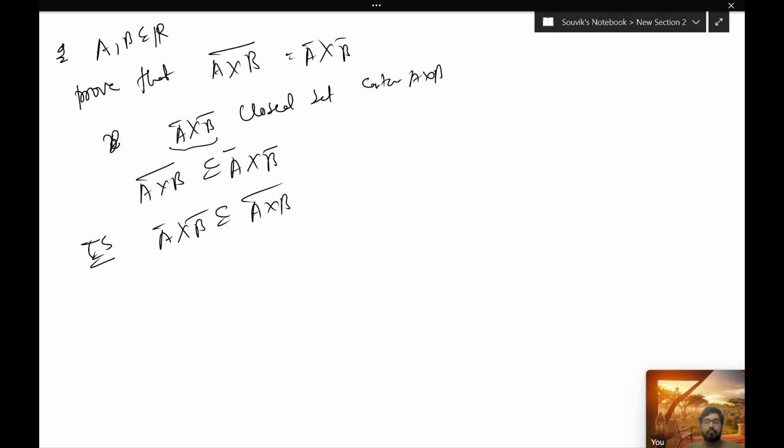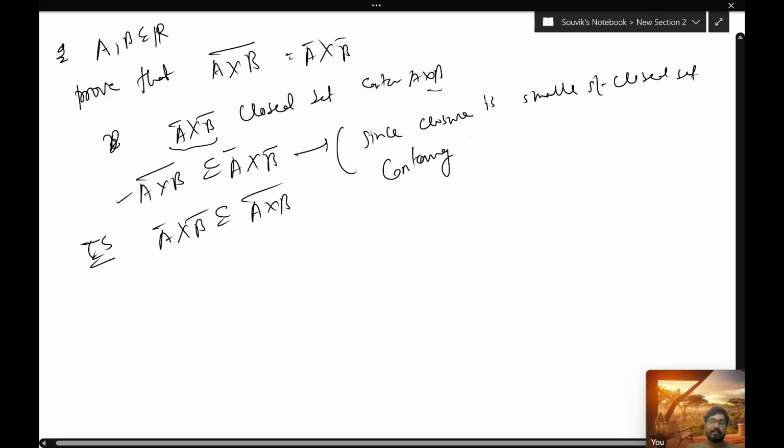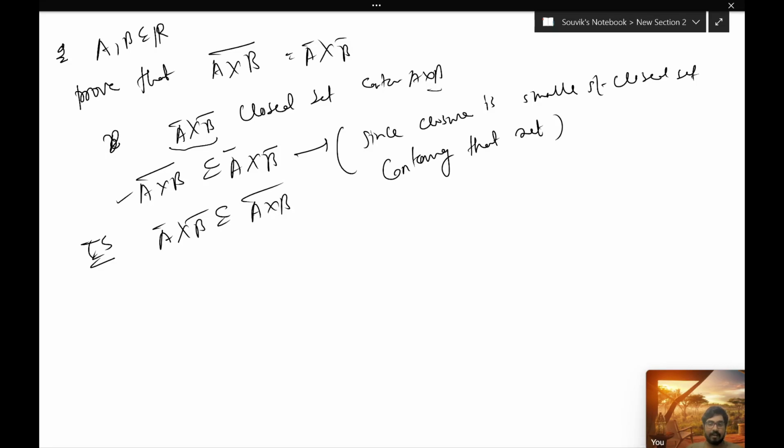Observe that A closure cross B closure is a closed set containing A cross B. So A cross B whole closure is contained in A closure cross B closure, due to the fact that closure is the smallest closed set containing that. We need to check that A closure cross B closure is also contained in A cross B whole closure.